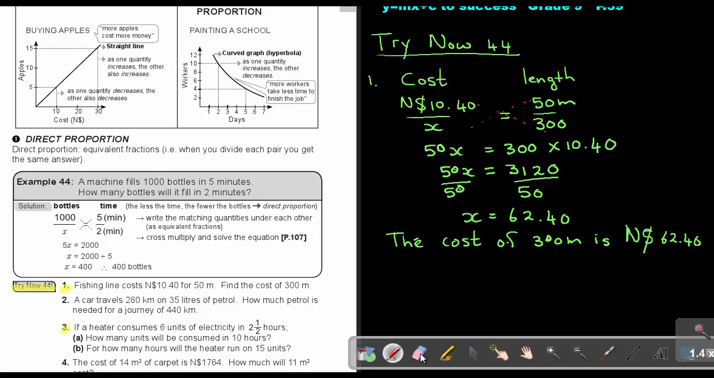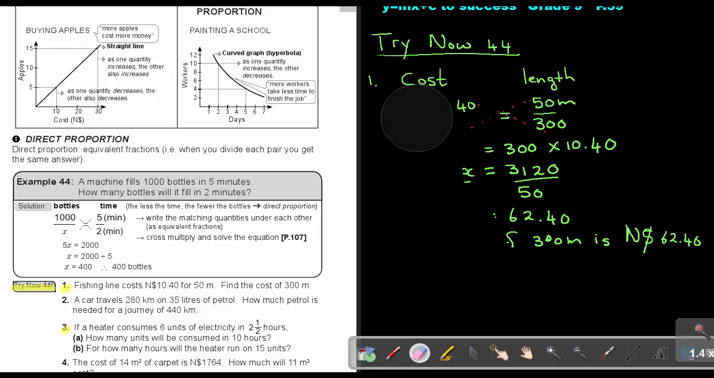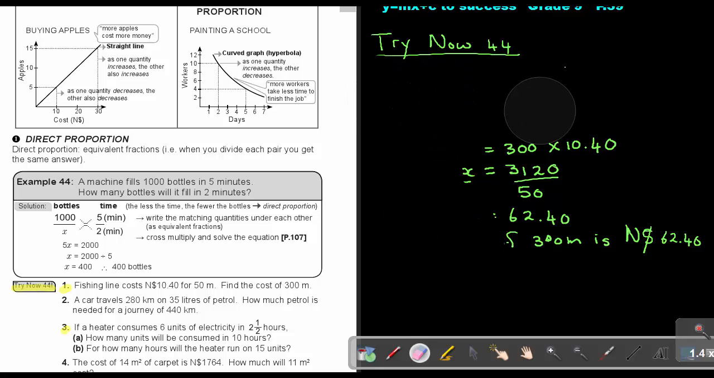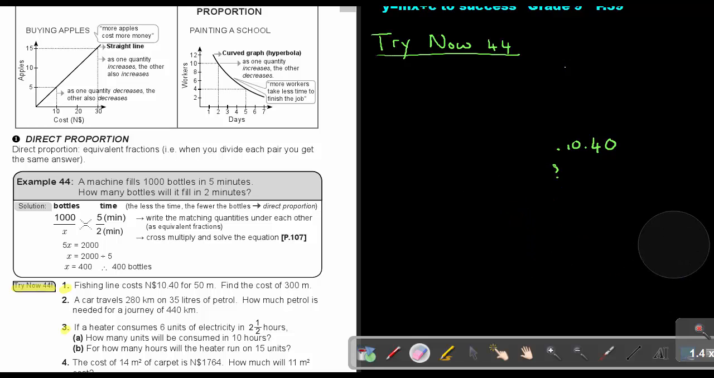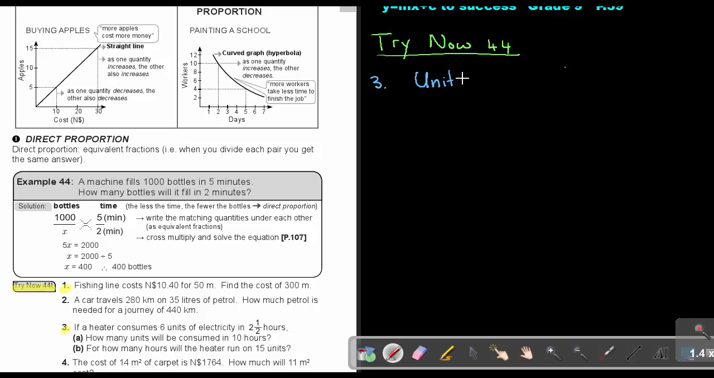Okay, let's look at number 3. Let's just first make space. Okay, now number 3. If a heater consumes 6 units of electricity in 2.5 hours, okay, so we can say it's units, and it's time. And it consumes 6 units in 2.5 hours.